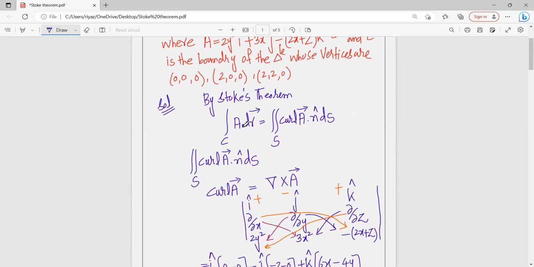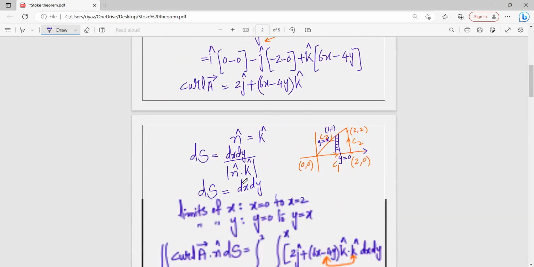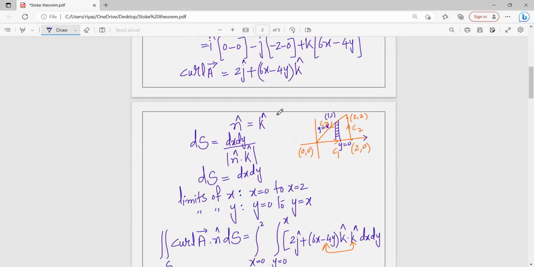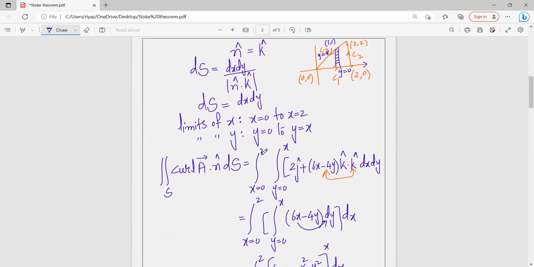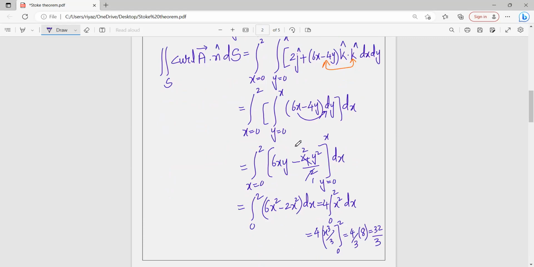We have to find out A dot dr value. So A dot dr, using Stokes theorem it is asking. So A dot dr by Stokes theorem value is equal to curl of A dot n cap ds. So curl of A we have to find out first of all. This is the answer we got. Because surface is not given, we assumed n cap is equal to k cap, and ds value is the surface integral. Then ds value we got. Limits we have to take. We have to imagine this figure in 2D. Then finally the value is 32 by 3.